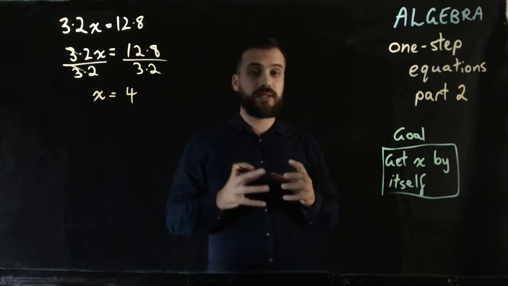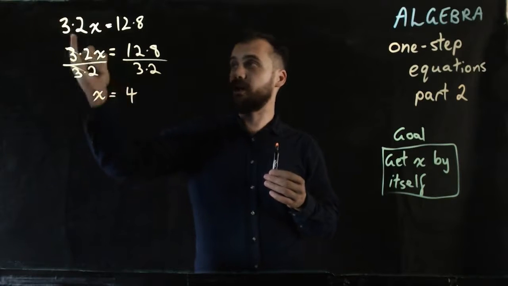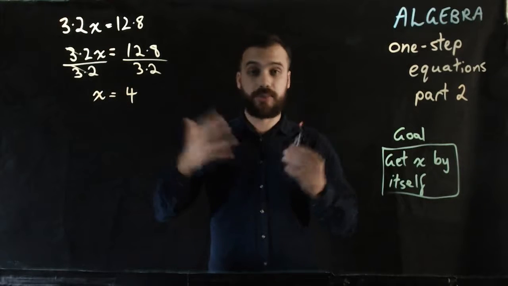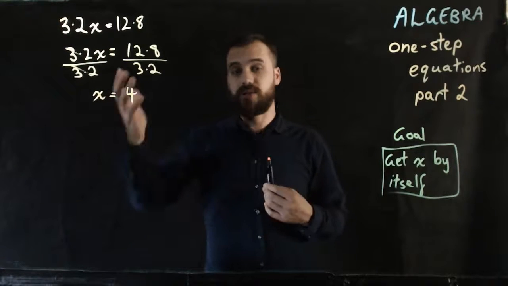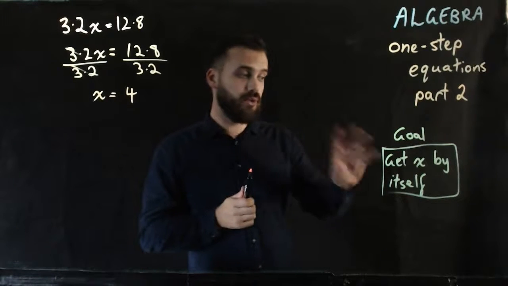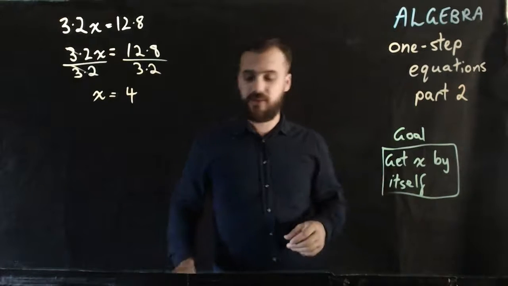Okay, so that's really one-step equations. It's the second video here where we're looking at if there's a multiply here, 3.2 times x, how can we get rid of it? The opposite of multiply is divide. So that's all there is to it. Do the same thing to the left-hand side as you do to the right-hand side, and always try to get x by itself. All right, that's it for one-step equations part 2.